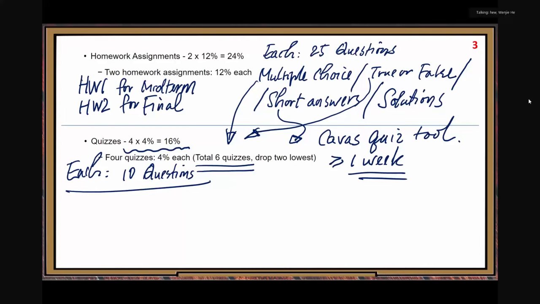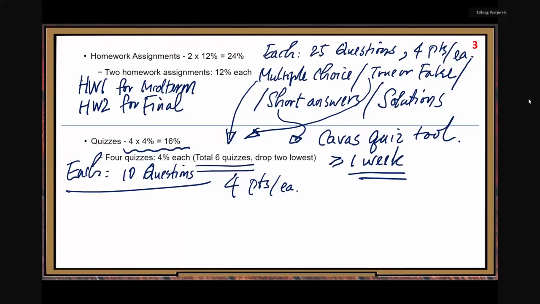For the quiz questions, 10 questions, each question 4 points. Homework questions, each one also 4 points, so you have a total of 100 points. Each quiz is 40 points in total.